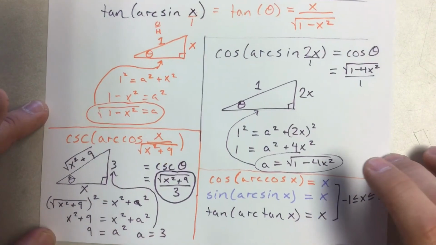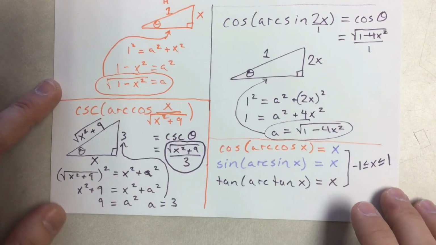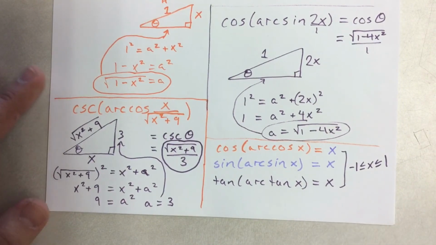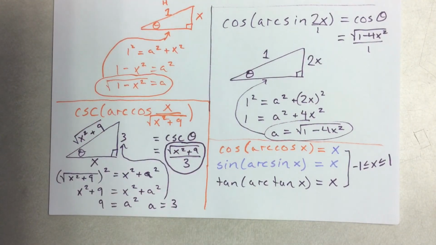So I wish you the best of luck with these problems. I would not be surprised if you need to go back and watch this again. But we're going to be practicing this some more with other compositions. But ultimately, it comes down to creating a reference triangle, and with that reference triangle, finding the third side, and with that third side, writing the ratio.